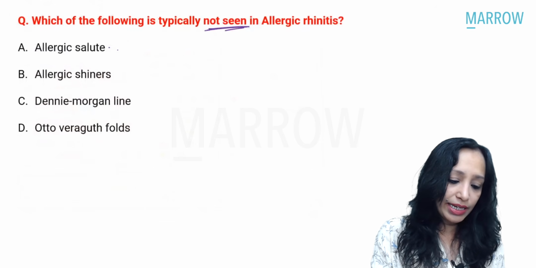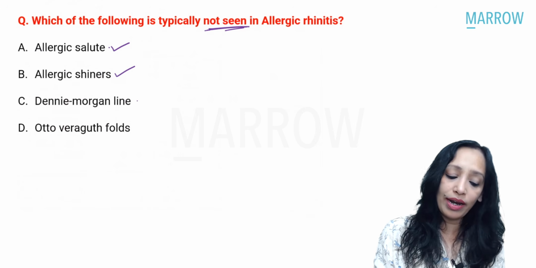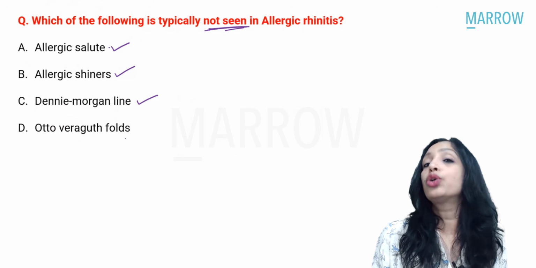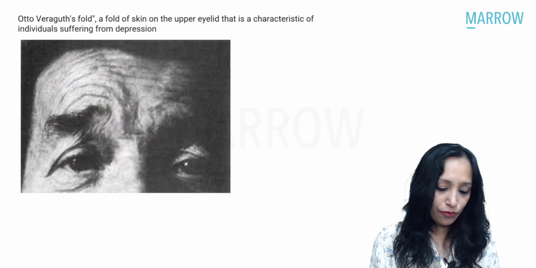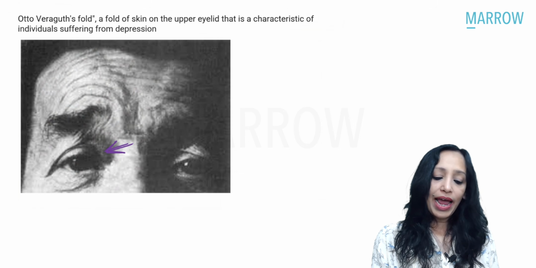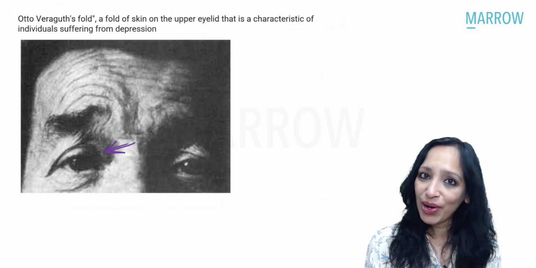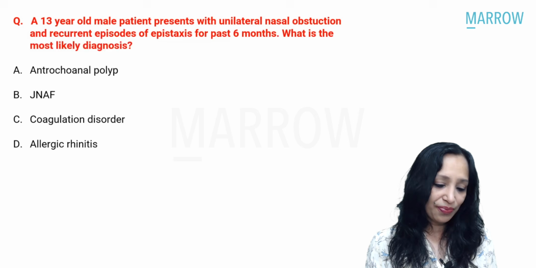So let us see. Allergic salute, yes. Allergic shiners, yes. Dennie-Morgan lines, yes. Ottoverguth folds, what are these folds? Ottoverguth fold is a fold of the skin of the upper eyelid, and this is a feature of chronic depression. So this is a very straightforward question.